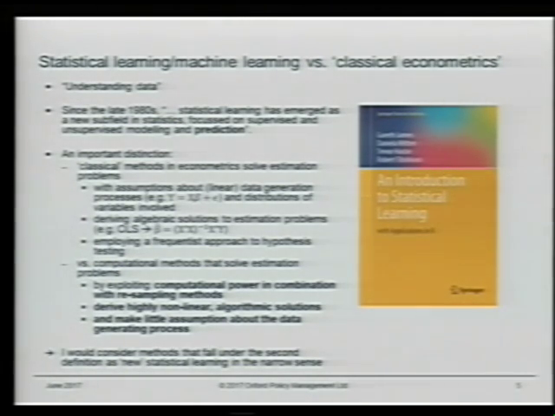These statistical learning methods have a different approach, right? These computational methods solve estimation problems by exploiting computational power in combination with resampling methods. That's very important. A lot of the process of finding the right model to estimate or to predict something is based on resampling methods. And I'm going to explain very briefly later on what that really means.